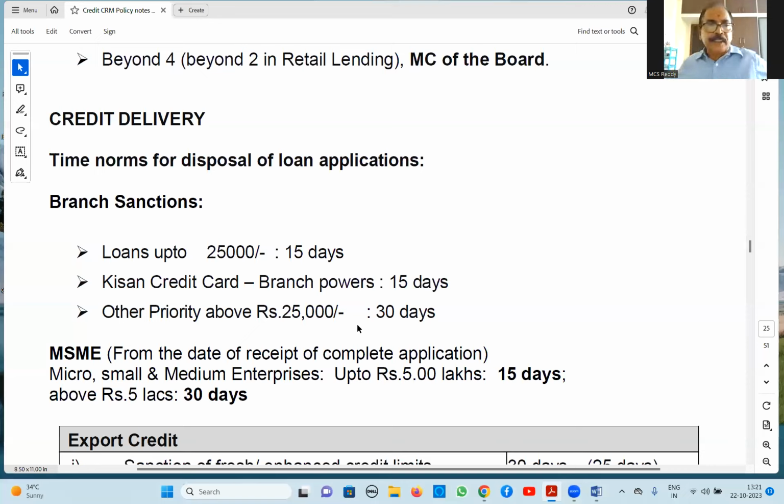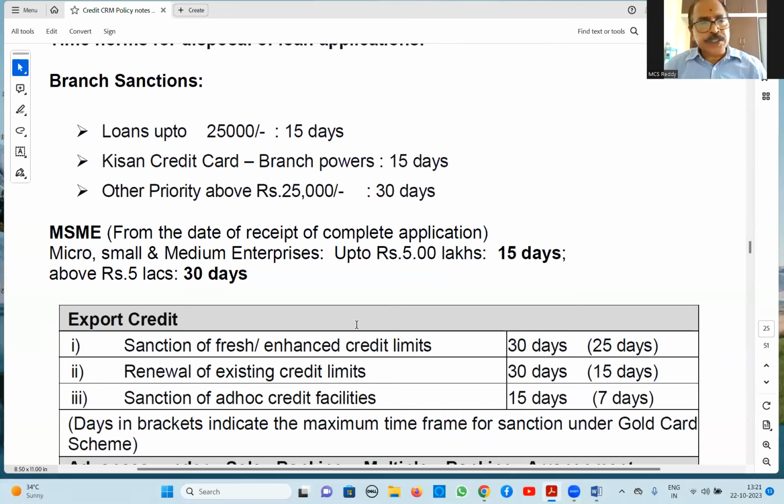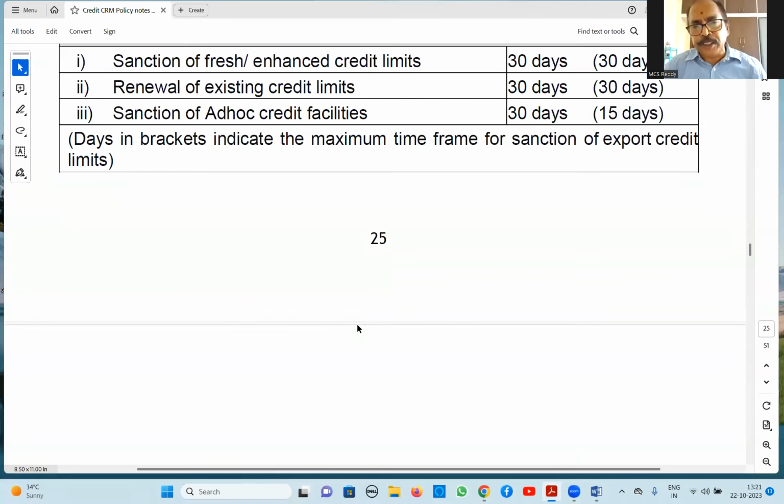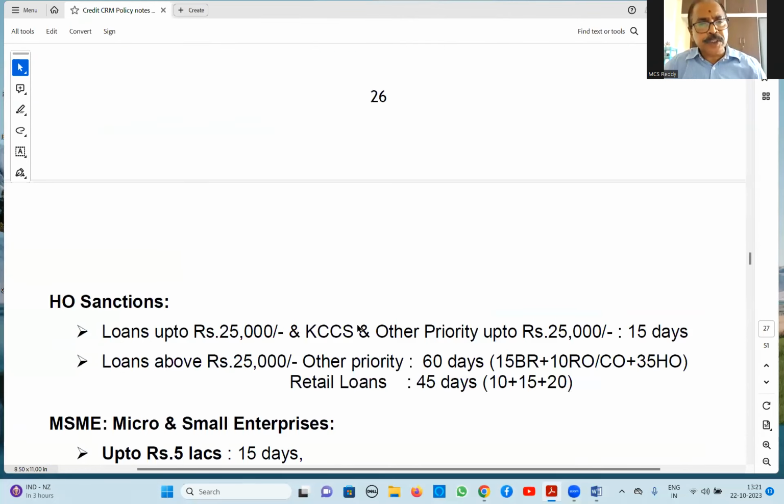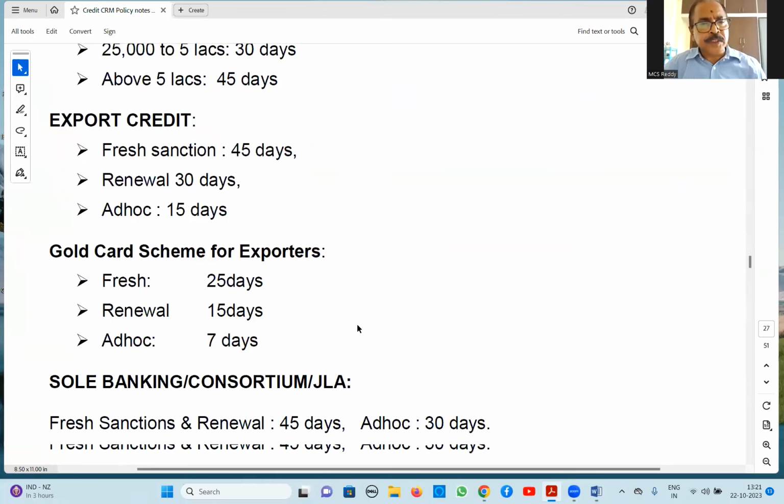I will not discuss in detail these days. Anyway, I am giving these notes. Only days are there. That means Kisan Credit Card within 15 days branches have to sanction. Loans up to 25,000 within 15 days they have to sanction. These are all time norms given. One question they ask in time norms, table is given. Just go through these days. Within how many days can you sanction? RO, CO, HO powers, how many days? Time norms, these are all.